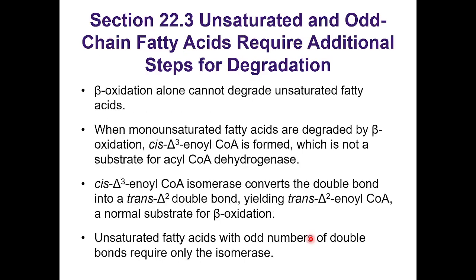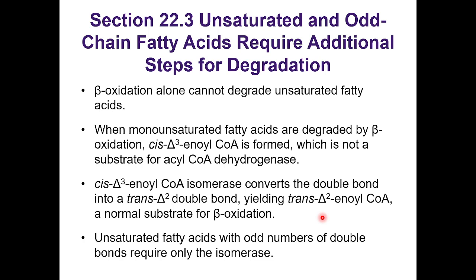Now, beta oxidation alone cannot degrade unsaturated fatty acids. When monounsaturated fatty acids are degraded by beta oxidation, a cis delta 3 enoyl CoA is formed. This is not a substrate for the acyl-CoA dehydrogenase. So the cis delta 3 enoyl CoA isomerase would convert the double bond into a trans delta 2 double bond. This would then yield a trans delta 2 enoyl CoA. This is your normal substrate for beta oxidation, and so you can continue chopping away.